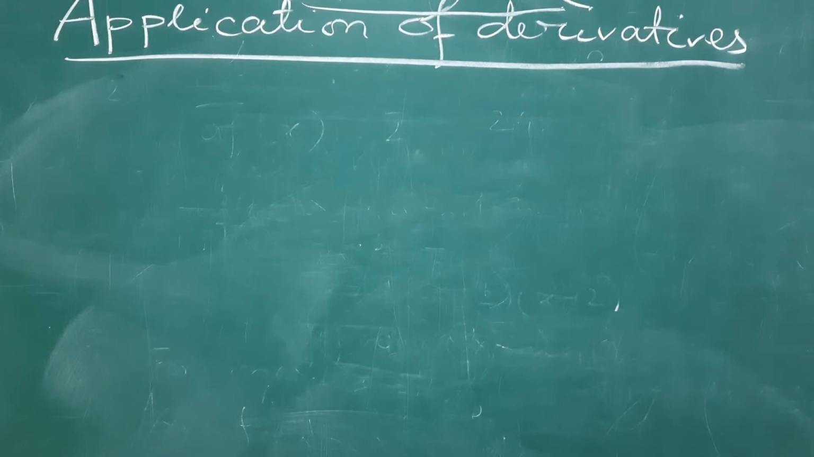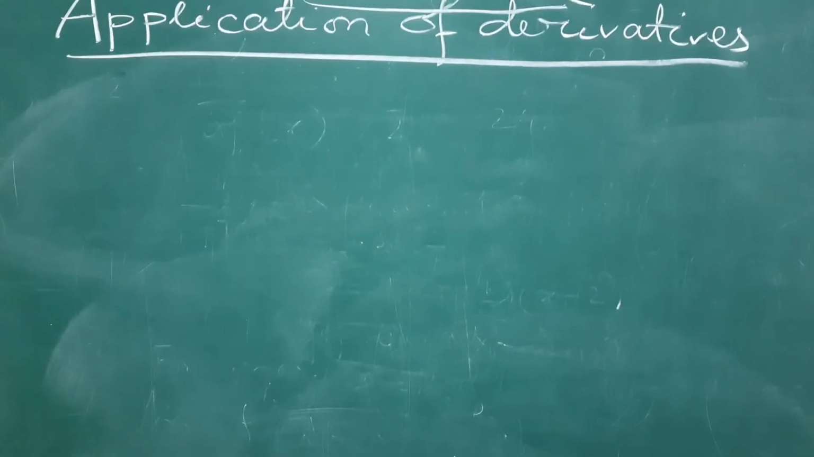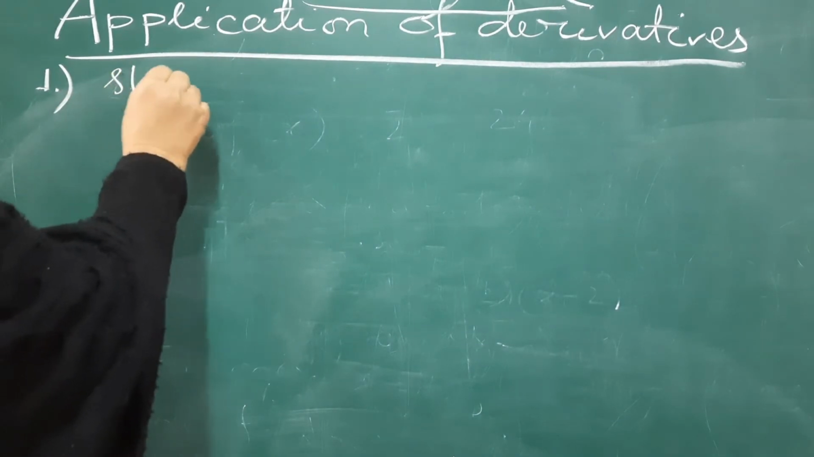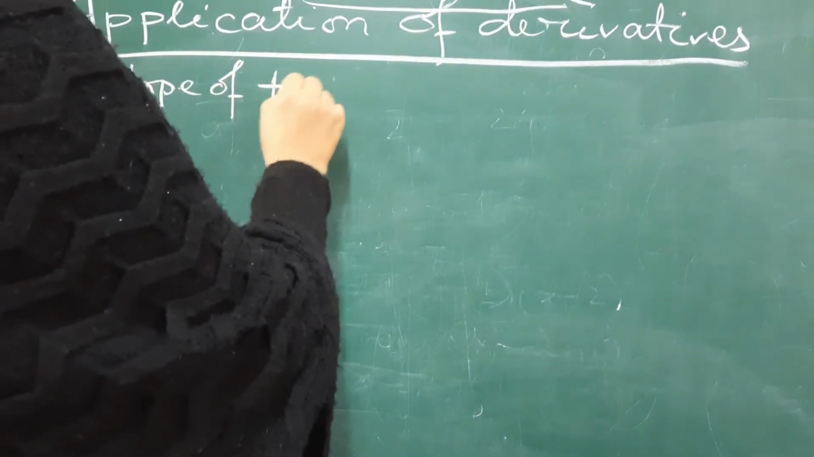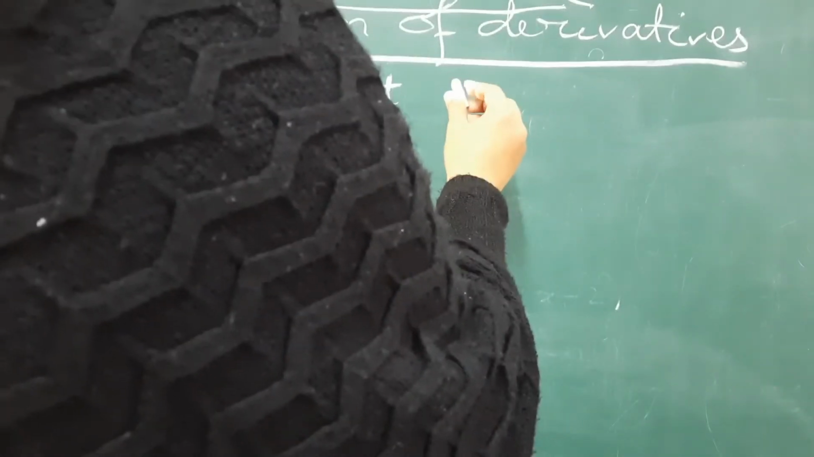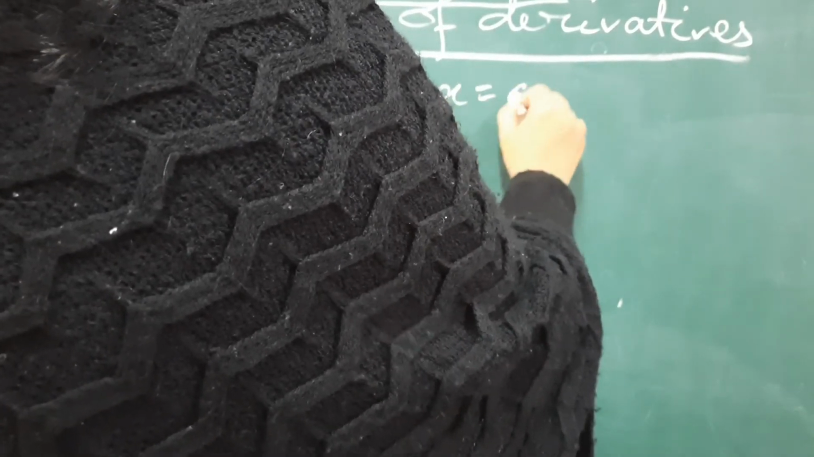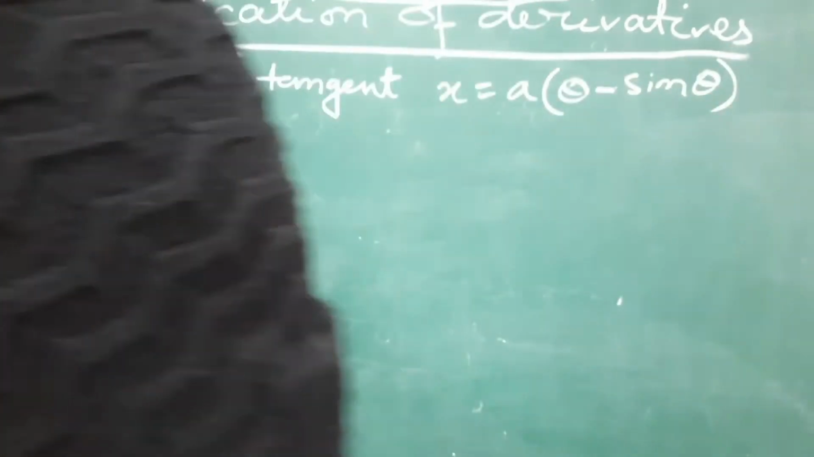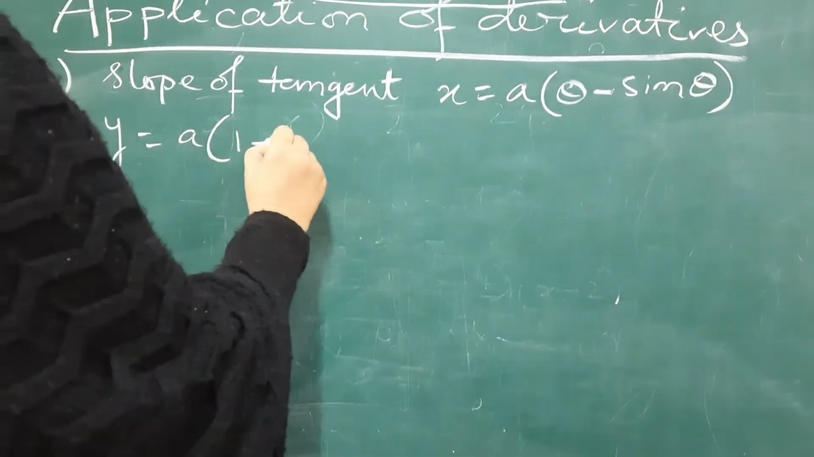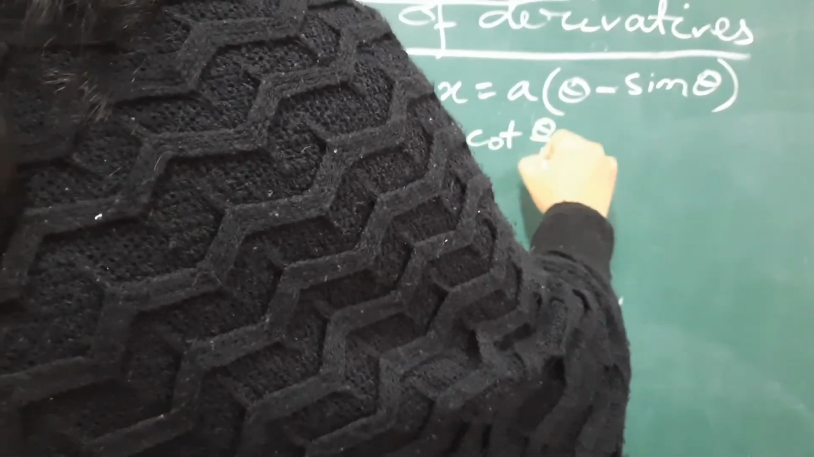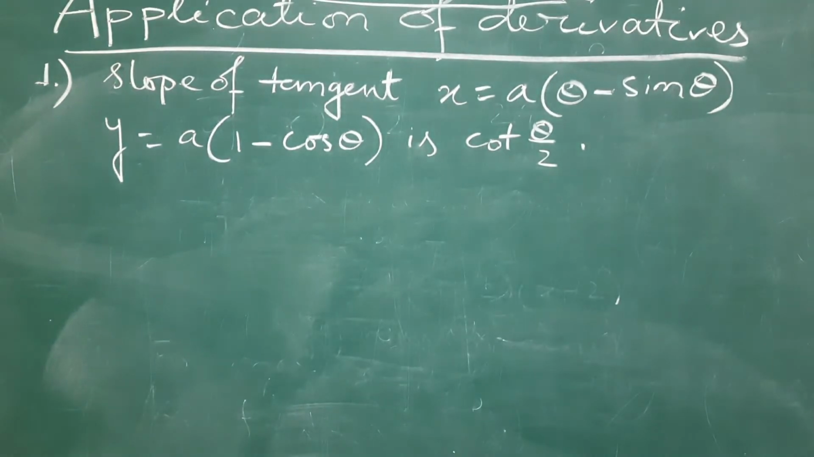The first question is a short question. Question 1: Show that the slope of the tangent at any point on the curve x is equal to a into theta minus sin theta and y is equal to a into 1 minus cos theta is cot theta by 2. That you have to show.